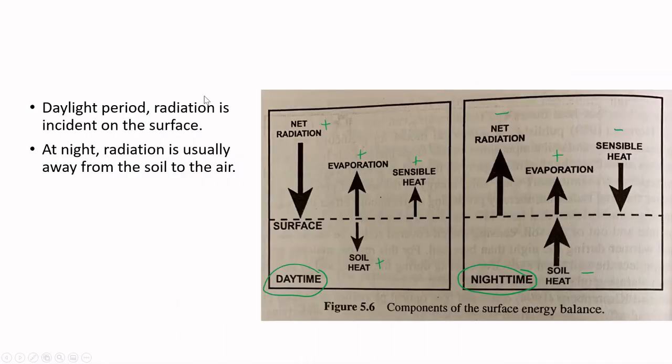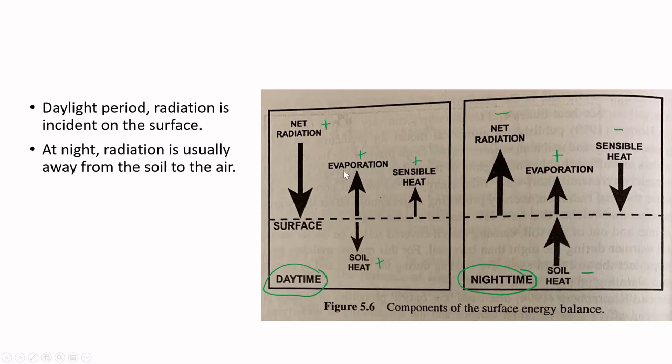This slide shows Figure 5.6, components of the surface energy balance. You can see that we have a net radiation, in this case for daytime and nighttime. Net radiation in the daytime is positive. Net radiation at nighttime is negative, which means the energy is leaving the surface. Positive means incoming, receiving.